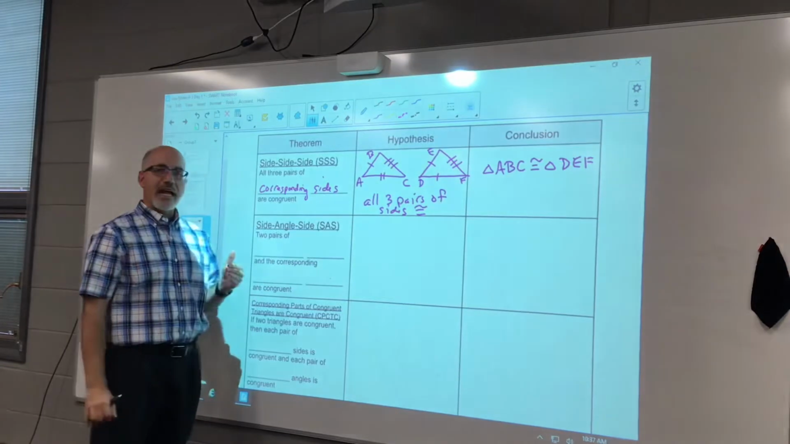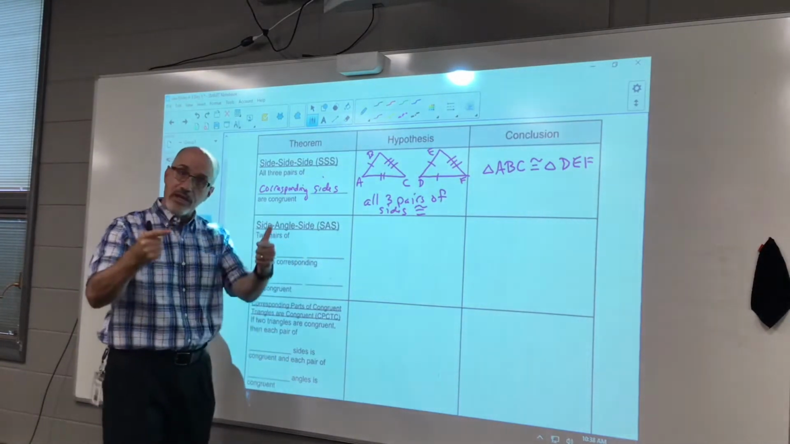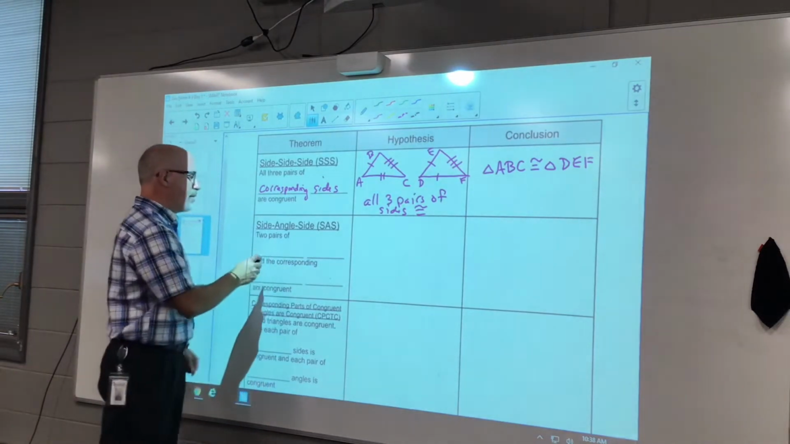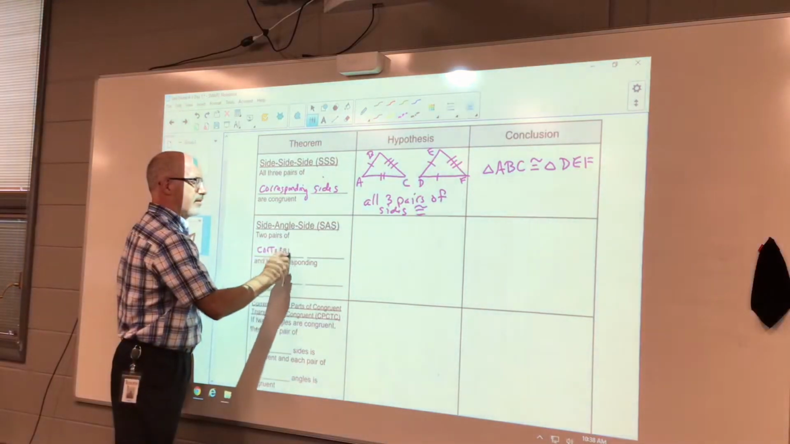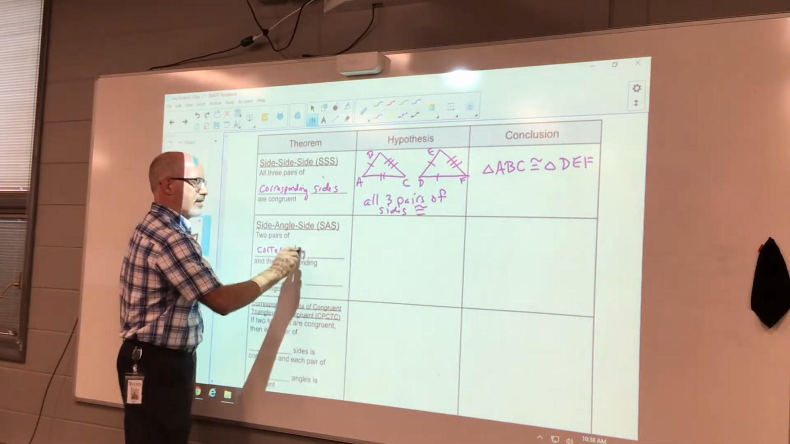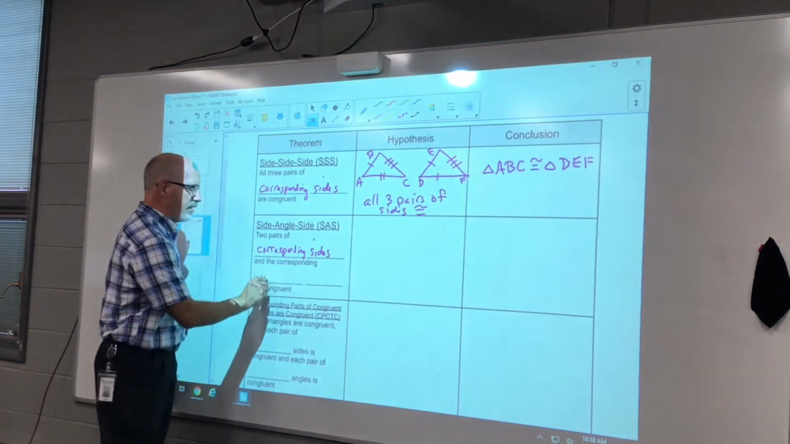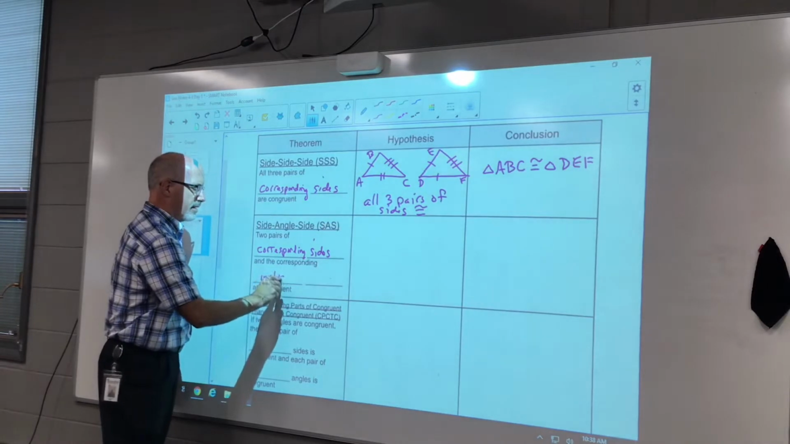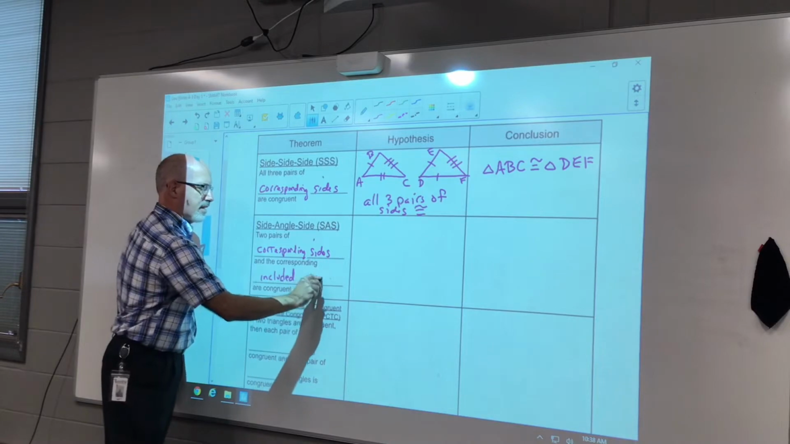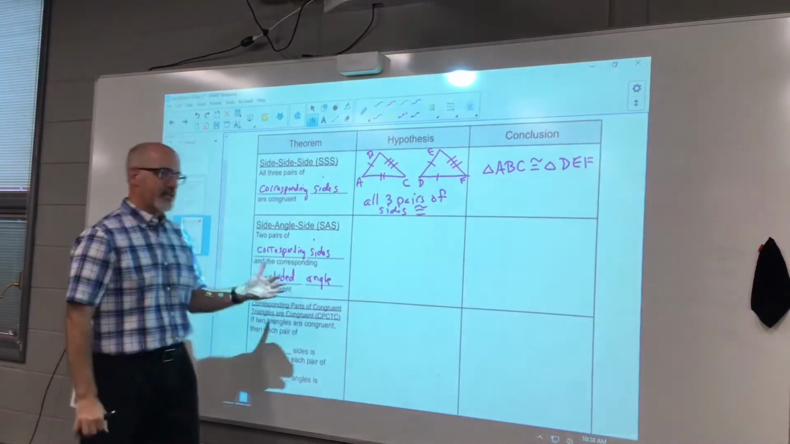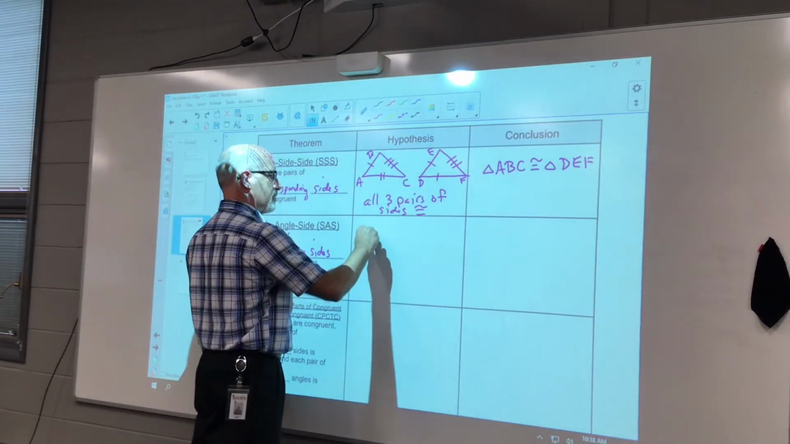Another one is side angle side, and this angle, because it's between the two sides, that's that included angle we just talked about. So two pairs of corresponding sides and the corresponding included angle you have those congruent, that means the triangles are going to be congruent. So let's draw another diagram here. So let's say we've got this triangle.